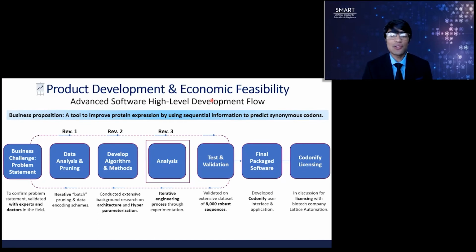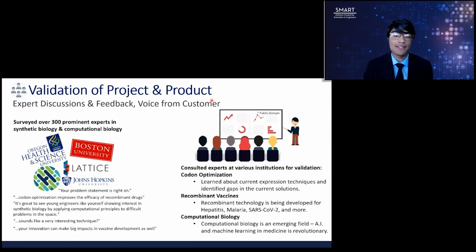So in this research, I went through countless revisions and used the advanced software high-level development flow to develop my tool. And I'm very excited because I'm currently in discussion for licensing Codonify with a biotech company. I've also been able to validate my research with them. To further validate Codonify, I surveyed over 300 prominent experts in synthetic biology and got great feedback on my problem statement and got a voice from the customer to understand conditions of use.